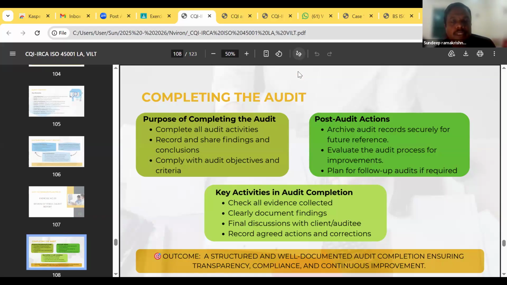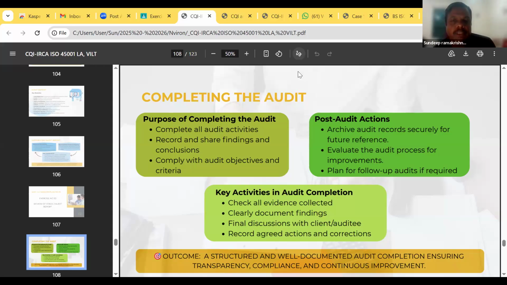You complete all the audit activities. You have made the report and distributed the report to all the important stakeholders, the auditee, organization, and any other stakeholders who may be there. You would have shared the findings, right? Comply with audit objectives and criteria. And post audit activities, you have to archive the audit records securely for future reference, because next year again you have to check what are the findings in the previous audit and try to act on them. Evaluate your process for improvements and plan for any follow-up audits, if required.